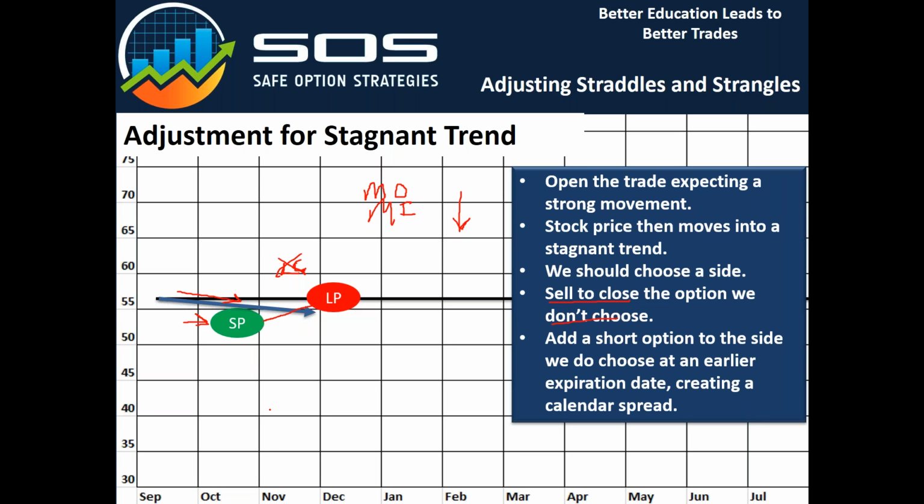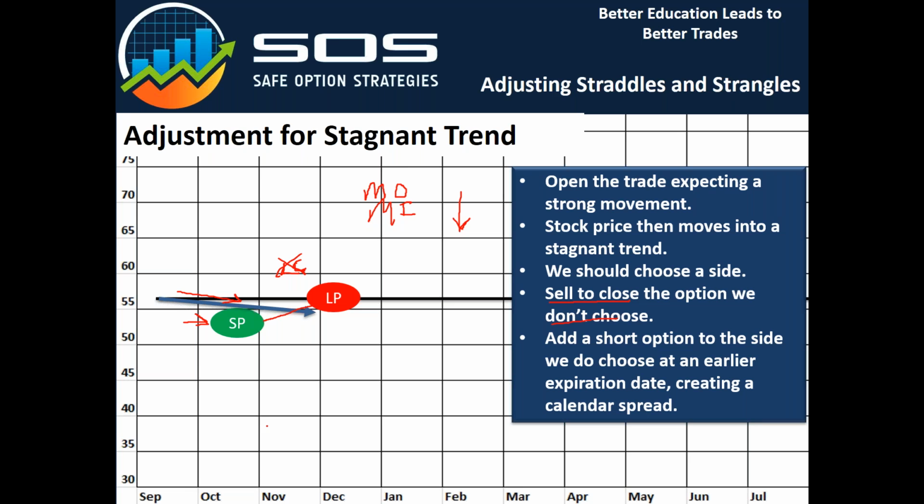Our preference on what direction we want a calendar trade to go would be either a bull call calendar or a bear put calendar. So if I have a stagnant trend that is slightly bearish, it's probably my calls that I'm going to close and my puts that I'm going to create some type of a calendar spread with, a horizontal or a diagonal calendar spread.